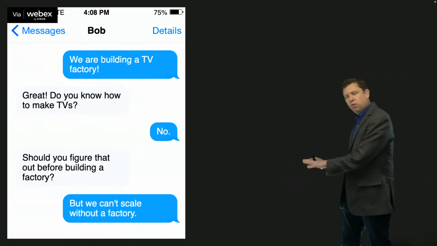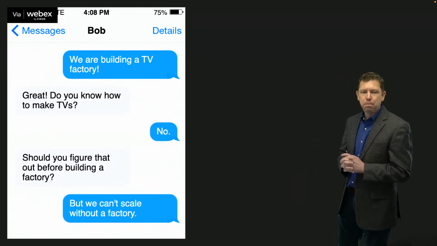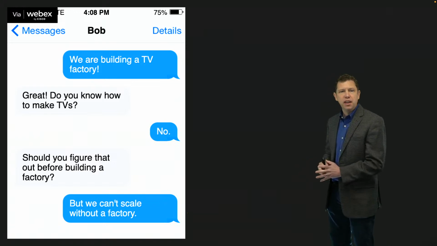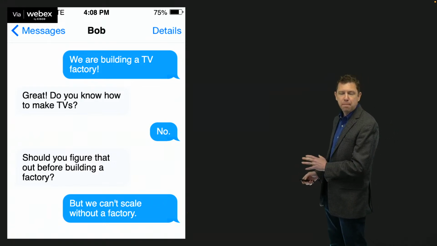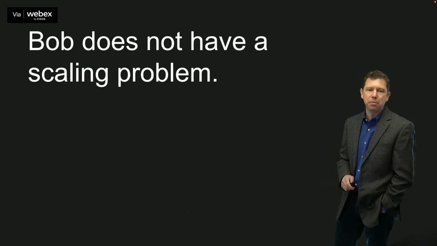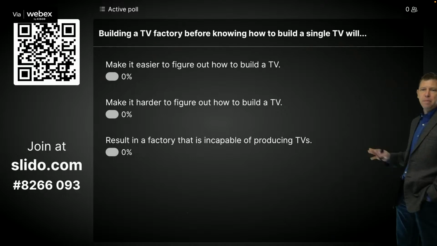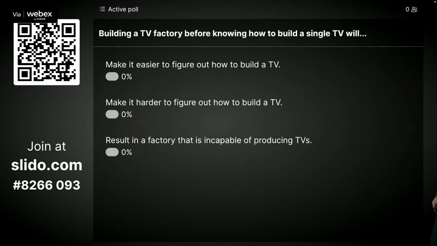Well, what Bob is saying is true, kind of. But if you can't build a TV, you're not going to be very successful at building a TV factory. Bob does not have a scaling problem here, right? So building a TV factory without knowing how to build a single TV, what will be the results? Will it make it easier to figure out how to build a TV? Will it make it harder to figure out how to build a TV? Or will it result in a factory that's incapable of producing TVs?